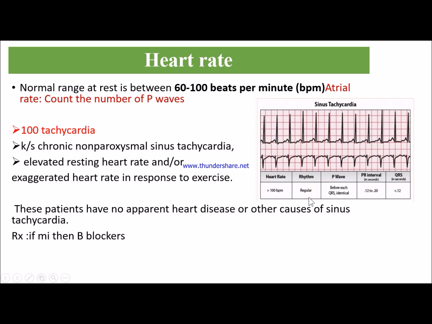For a patient with sinus tachycardia, the heart rhythm is regular. The P wave always precedes the QRS complex, but if the heart rate is exaggerated, sometimes we cannot differentiate between the P wave and the T wave. So during sinus tachycardia, we need to look at the P wave and the regular rhythm. The PR interval is normal, 0.12 to 0.20 second, and the QRS is less than 0.12 second.